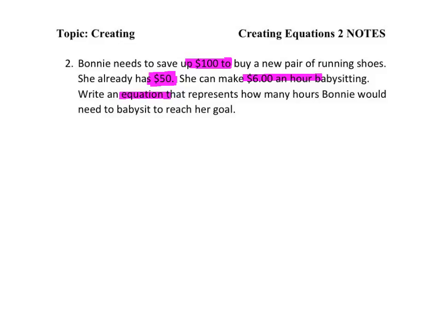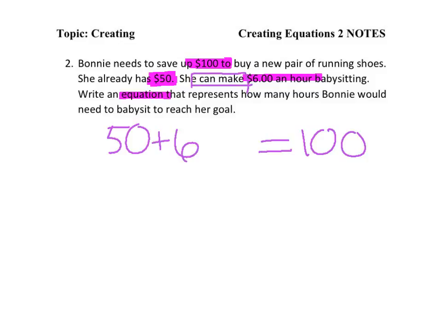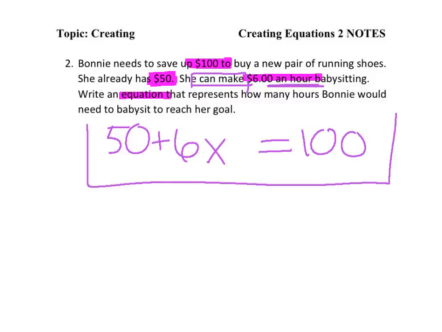It also says that we want to make an equation. So she wants to save up $100, which means she needs her total to be $100. Now, she already has $50, and she can make. If you notice, she can make, that means she can add $6 per hour. Do we know how many hours? No, so we're going to represent that as an X. So we have 50 plus 6X equals 100.